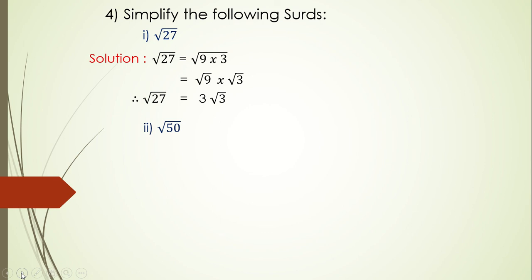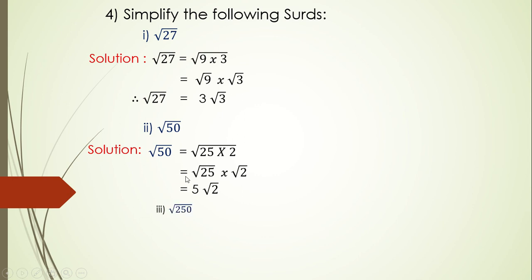The next sum, root 50. 25 2s are 50, and 25 is a perfect square, right? So we will get 5 root 2. The third one, 250. Now this is 25, so we can write that 25 is a perfect square. So this can be written as 25 into 10, and 25 can be written as 5 into 5.